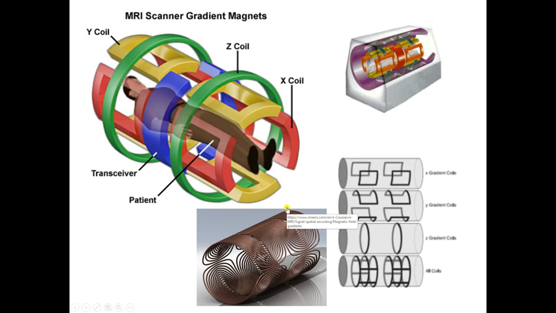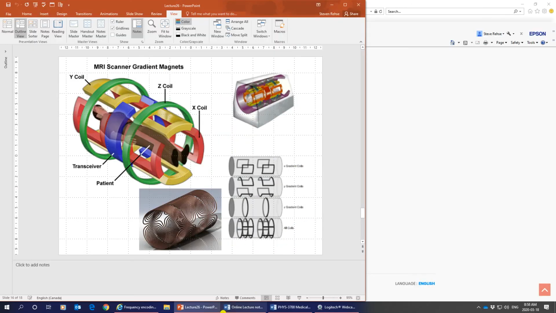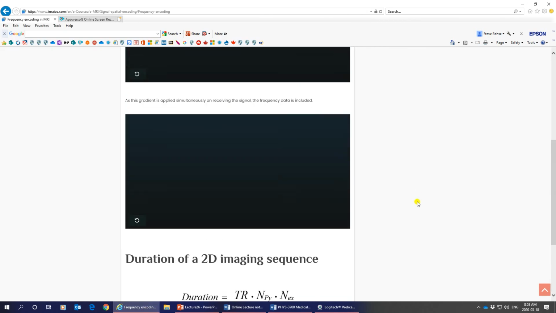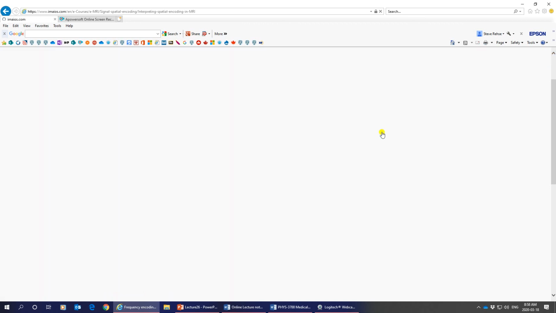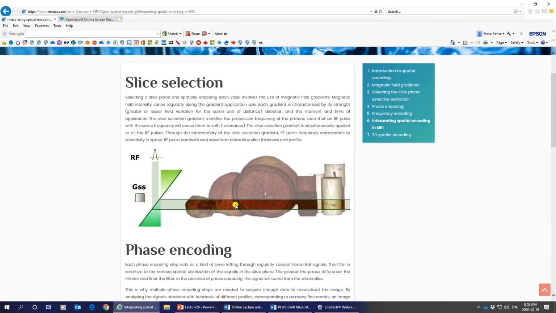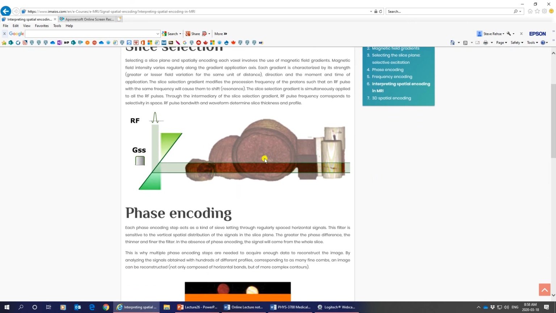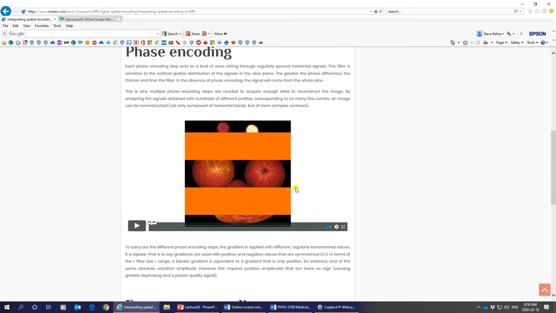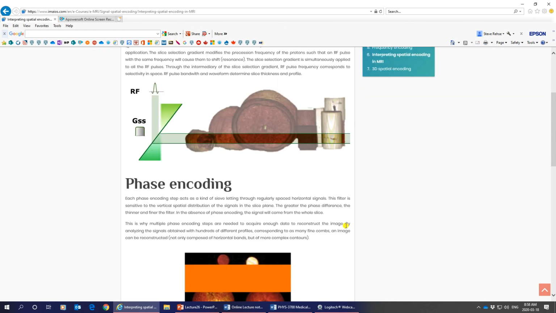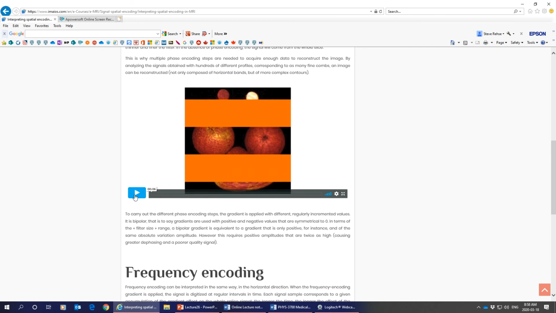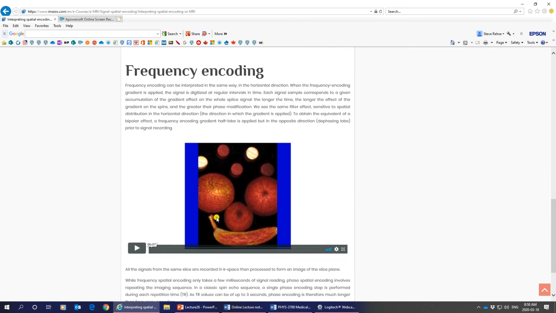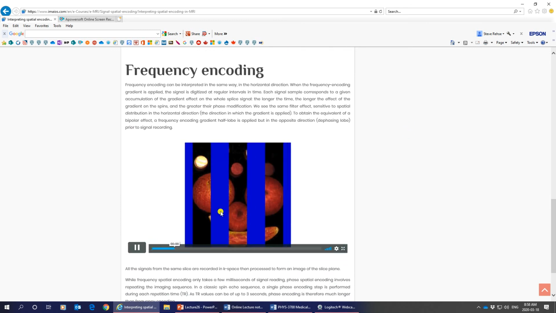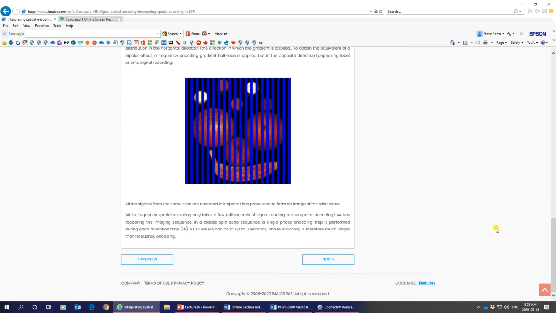These are the loops that generate these different coils. So I'm getting a lot of this material from this IMAIOS site. There's a lot of different things you can do. I would just try to go through this site, just look through. These are some neat pictures to just give you an idea of how the slice encode gradient works, just picking out a different slice of the body. You know, here's a video about how the phase encode gradient works. A little video about how the frequency encode gradient works as you're moving around. It gets a little complicated.